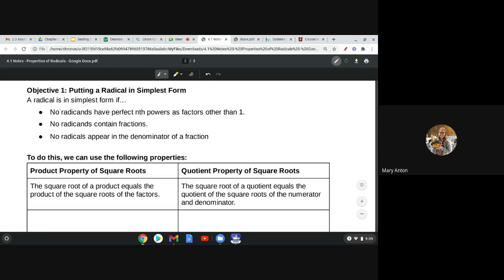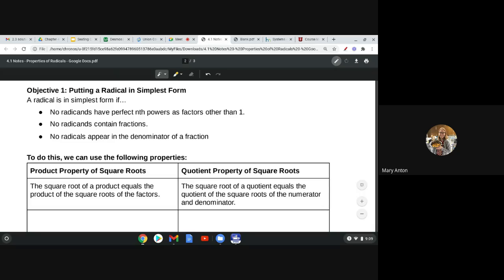All right, y'all. Putting a radical in simplest form. That is our first objective. A radical is in simplest form if no radicands, that's the number inside of the square root symbol, have perfect nth powers as factors other than 1. And we'll talk about what that means, okay?